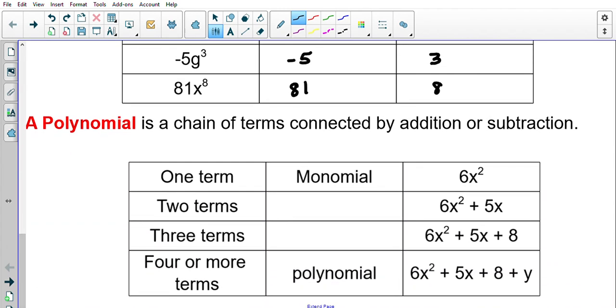All right, so finally we get to talk about a polynomial. So a polynomial is just a chain of terms connected by addition or subtraction. So some polynomials have specific terms. If you only have one term, we call it a monomial. Okay, so we just have a single one term, 6x squared. If we have two terms, 6x squared, and then we add a 5x, we call that a binomial.